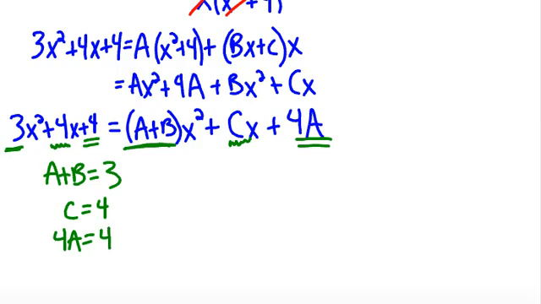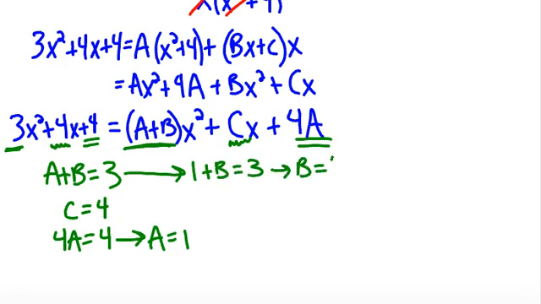So now we just want to solve for all of these things. We already know that C is 4, which is great. If we divide this one both by 4, we find out that A is 1. And then if we come back up here, plug in 1 for A, we find out that 1 plus B is 3, which makes B equal to 2.